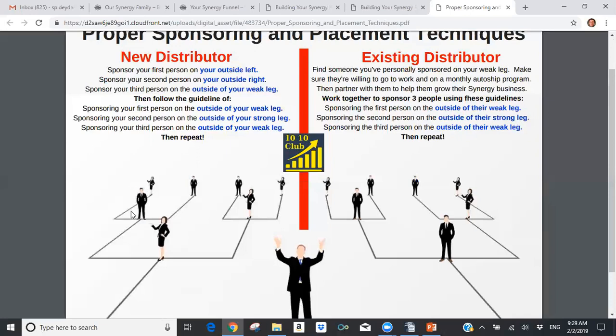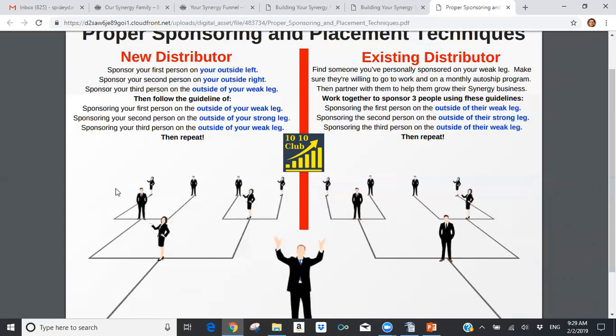So for this individual down here that she brought in, the first person that she brought in, she's teaching that individual proper sponsor and placement techniques. So what's he going to do? First person that he brings in is going to go on his outside left. The second person that he brings in, his outside right. And then the third person that he brings in on the outside of his weak leg. And then just repeat. Next person in, outside weak leg. Next person outside strong leg. Next person outside weak leg.